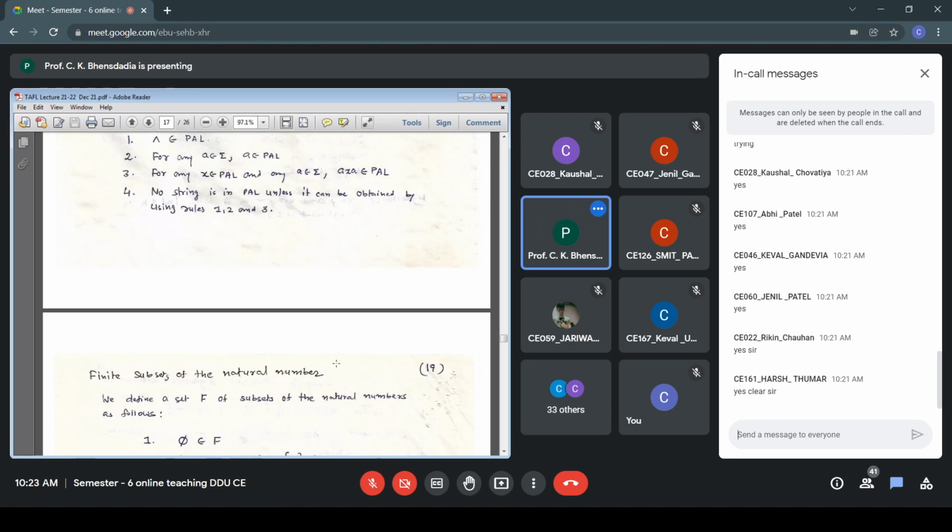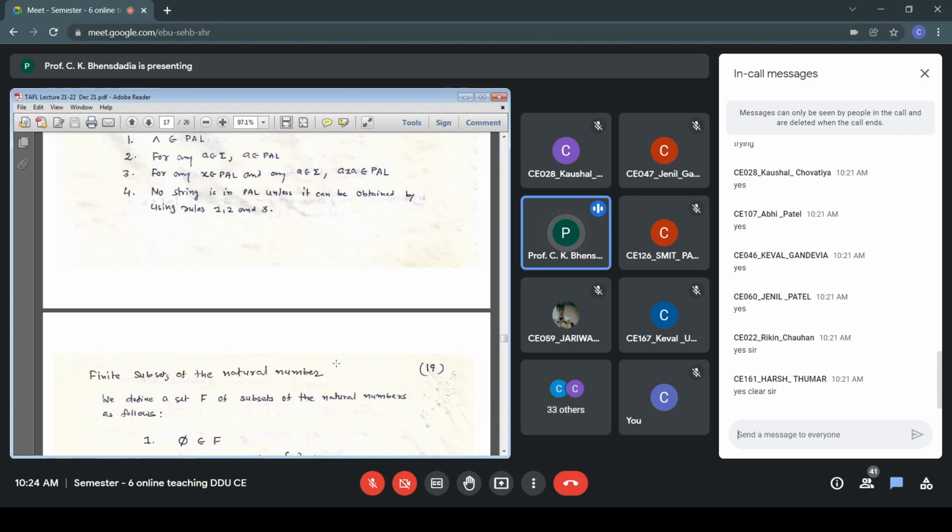Phi is empty set, so cardinality is 0. Then we can take subsets of cardinality 1. It means all the subsets having single element. F should contain all the subsets, so it should contain all the single element subsets of N. All of them have to be there in F, as F is a set of subsets of N.